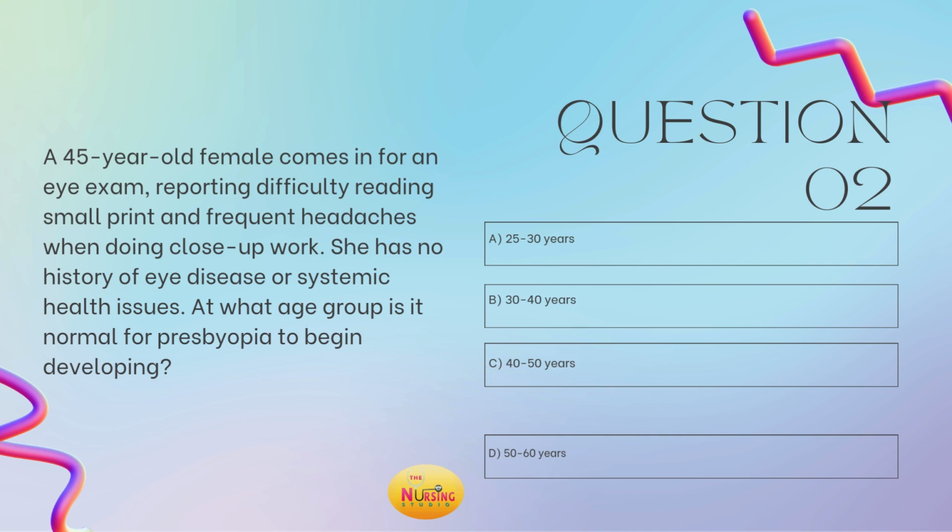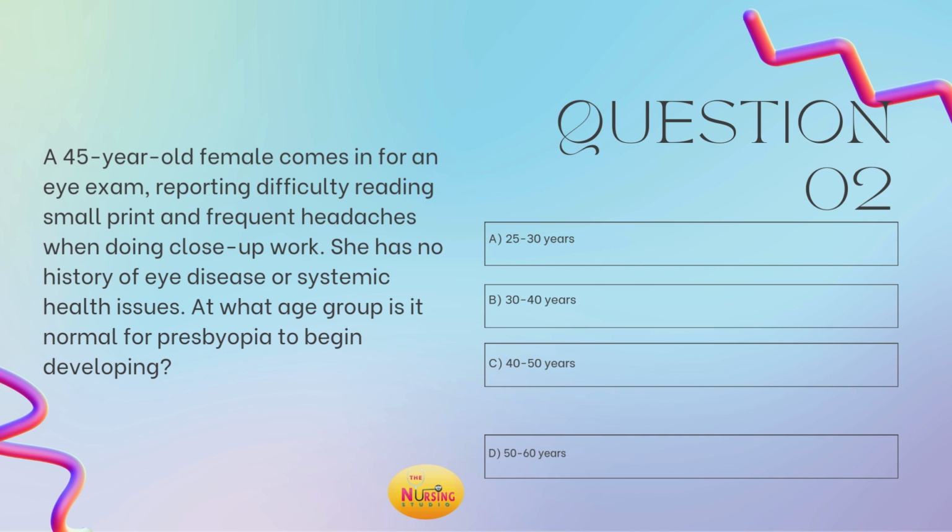All right, so the stem of the question here states, at what age group is it normal for presbyopia to begin developing? And again, this is a classic scenario of why the stem of the question is important, because here the stem is telling you exactly what you need to be answering on this question. So at what age group is it normal for presbyopia? It is normal for presbyopia to be noted or to begin in around ages 40 to 50.